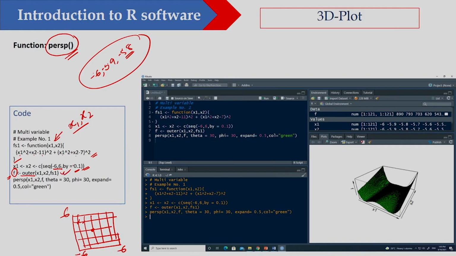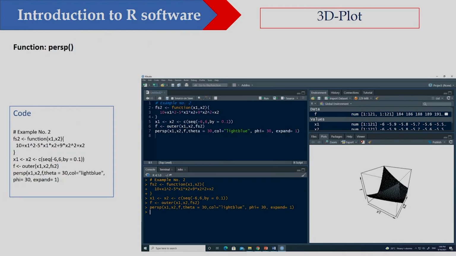For that I can use this outer function. Once you get this value of f, you can use the PERSP function, and then I have to define x1 and x2, what is x1 and what is x2, then the value of f, and then at what angle I should get the horizontal angle and vertical angle, that is theta and phi. These are some of the arguments of this function, and then the color is green here. So, once you execute this one, you get this particular function. So, I can plot a 2D function using this PERSP function.